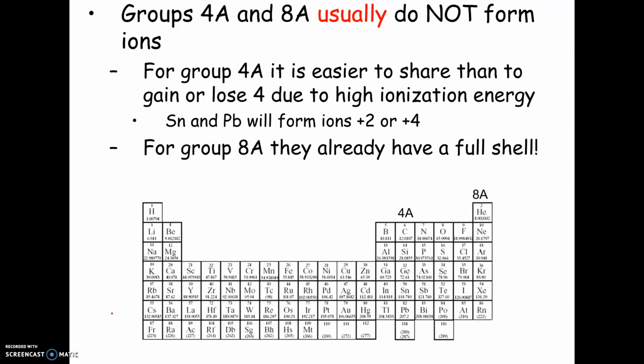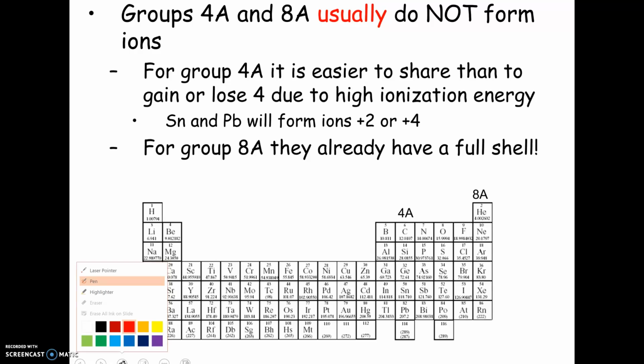All right, and group 4 is kind of unusual. Group 4, it's actually hard to gain or lose more than 3. So they actually tend to share electrons. And group 8 usually doesn't form ions either, because that's your noble gases. They already have a full outer shell. So 4 and 8, although there are some exceptions, these are usually not going to form ions.